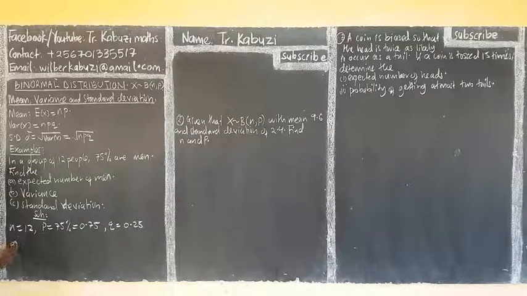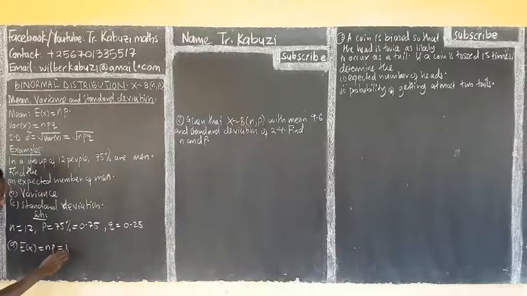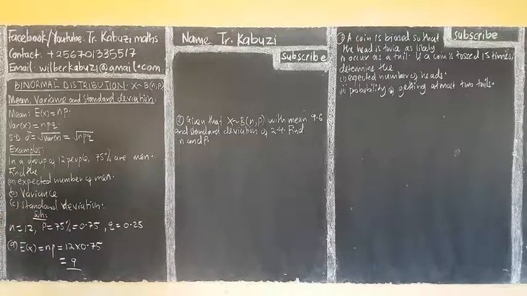So now, if we want to get our expected number of men, in simple terms we are asking for the mean, E of X. It is the same as np, which is 12 times 0.75. So here your answer will be 9. So our expected mean is 9.